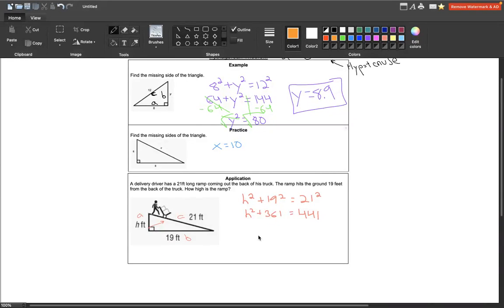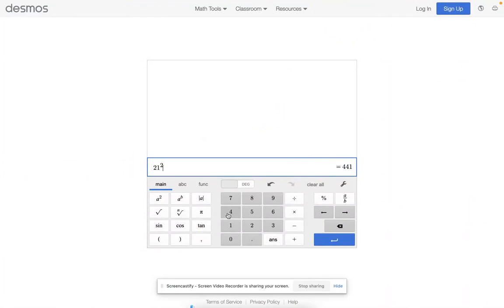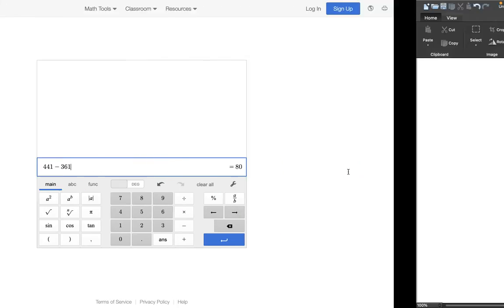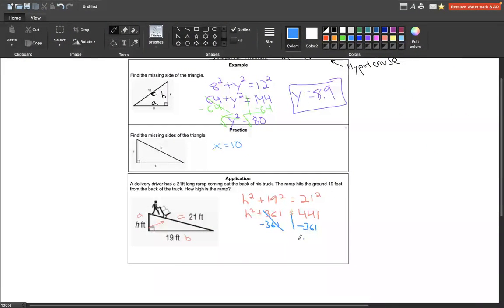All right, then we are going to solve this in two steps. The first step: we have a plus 361, so we have to minus 361 from both sides. So 441 minus 361, use our trusty calculator. 441 minus 361 gives me 80. Perfect.